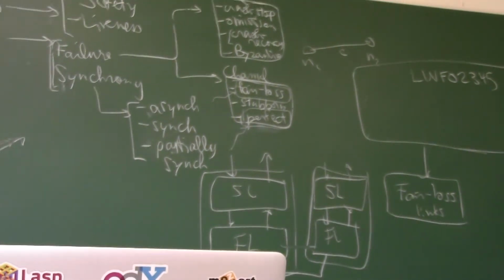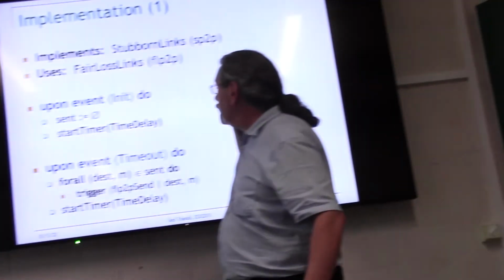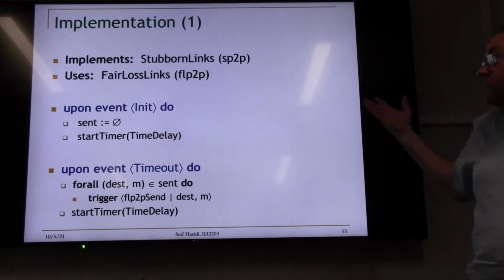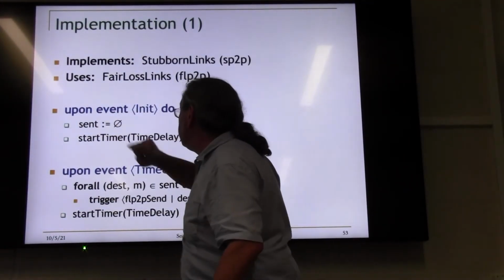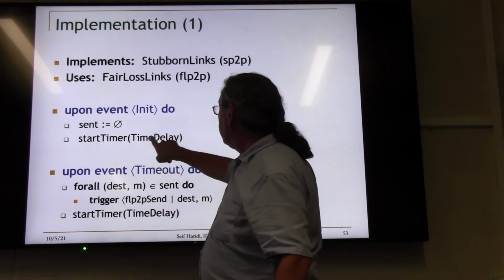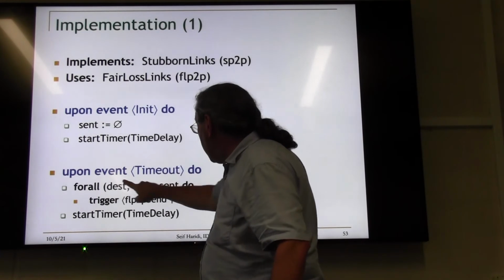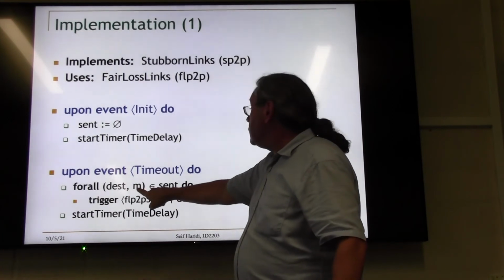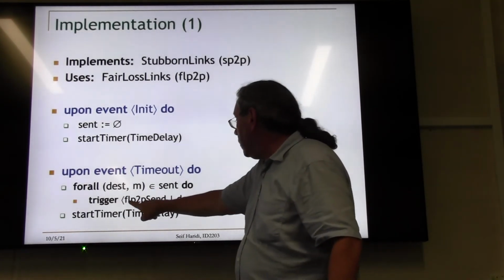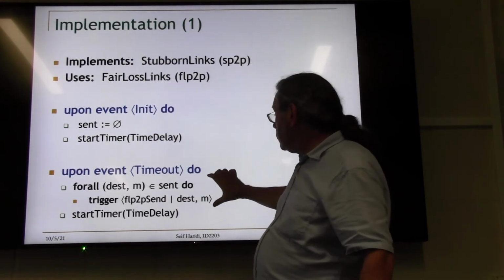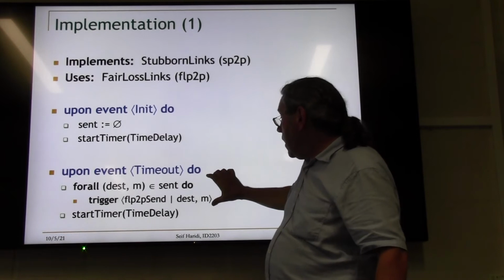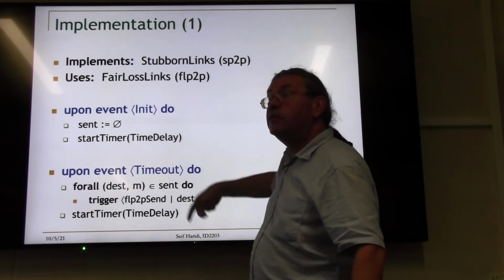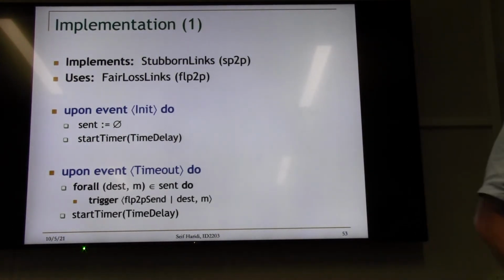It has a local variable. The way it works is that there's always an init event on startup. The sent is a set. I'm going to assume all the data types I need, pseudocode. So sent is a set that starts as an empty set. I will also assume there's a timer, start timer, and after some time there's a timeout event. Then for all destinations and messages in the set, trigger fair loss point-to-point send. So I send all the messages in the sent set, and then I start the timer again. Every timeout I will do this again, so this will go forever. That's the first part.